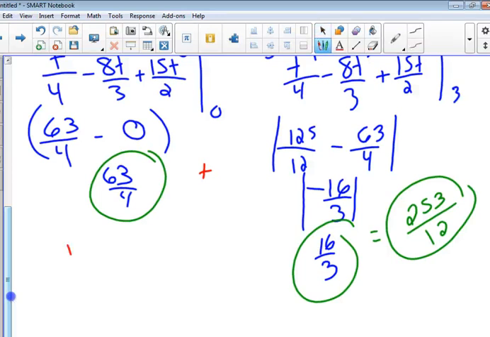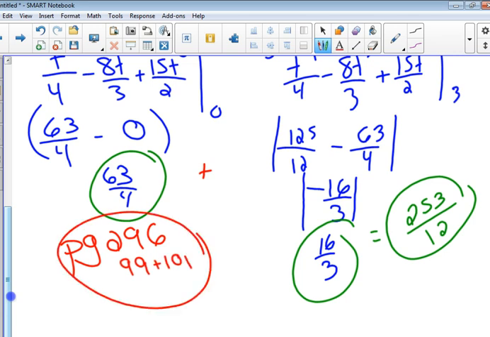Okay. So homework is going to be on page 296. Just 2 questions, 99 and 101. Just 2.